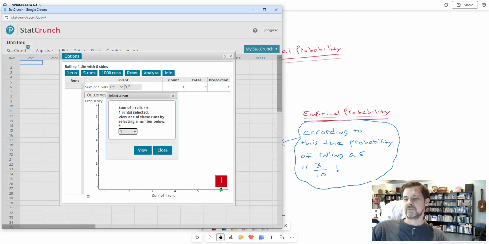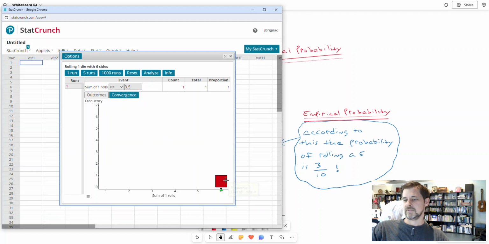Okay. So if I rolled one time, it came up a 6, just as a simulation. It's popping out a random number according to what a fair die would be. What if I did 5 runs? Okay.